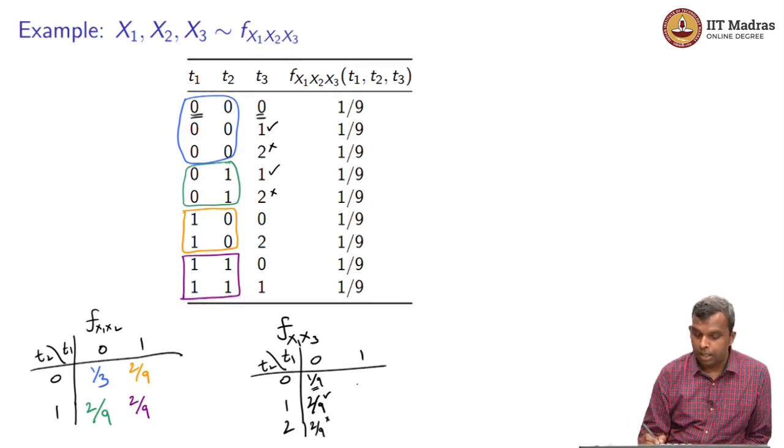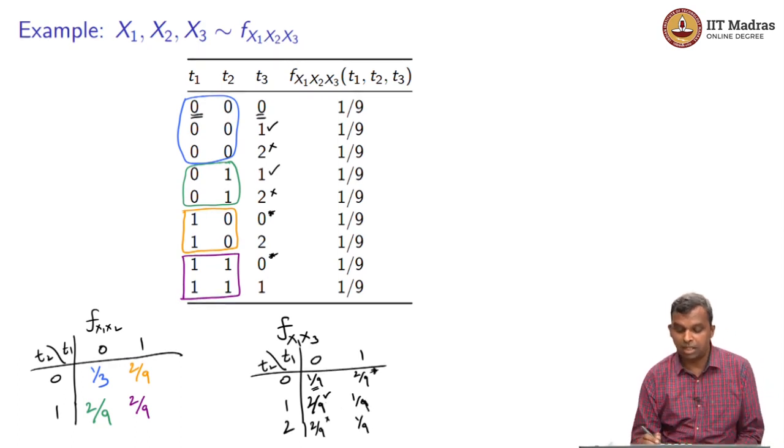Okay, and then you have x1 is 1 and x3 is 0. That is again just one possibility. Okay, no, 2 possibilities. So maybe I should put a star here and a star here, right? 1 0, 1 0. So you get a 2 by 9 star, and then you have 1 1 being just one possibility and 1 2 being just one possibility. I have just 1 by 9, 1 by 9.